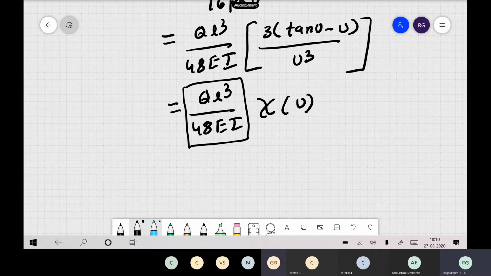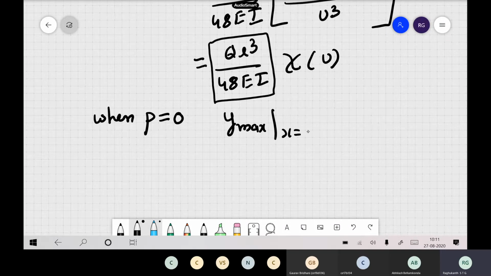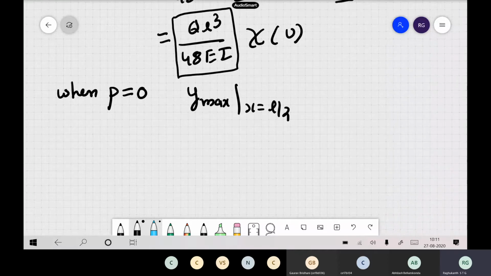Maximum deflection of the beam at some point. Simply supported, it is WL cube by 48 EI. So when P is equal to 0, that means there is no axial load on the column, so your Y max at x is equal to L by 2. You can also substitute P equal to 0 in this expression, so automatically you will get this one.